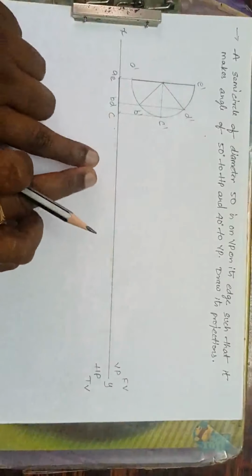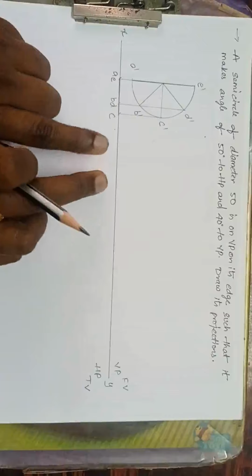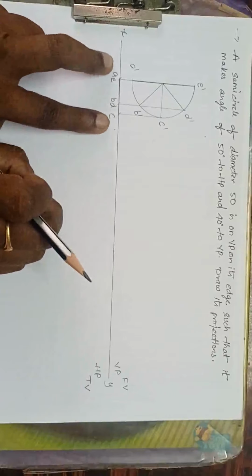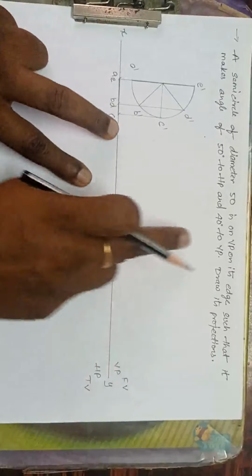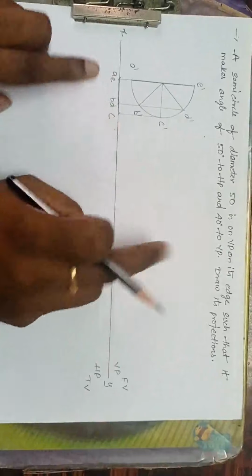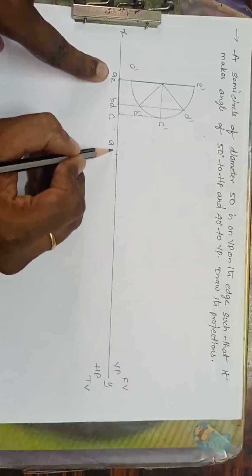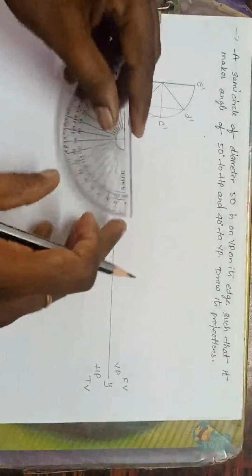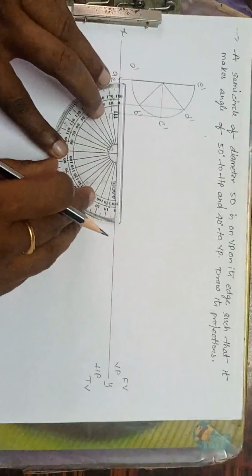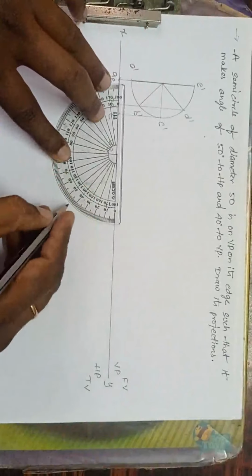So next I have to make inclination with the VP on the HP. Now the length how much? A to C. Make this AC at 40 degrees. Very important. So on the left side there is a point AE. So mark A and E. Take an angle of 40 degrees now.